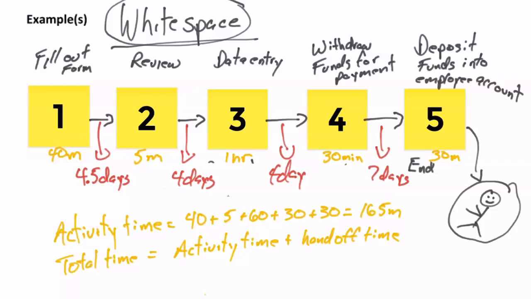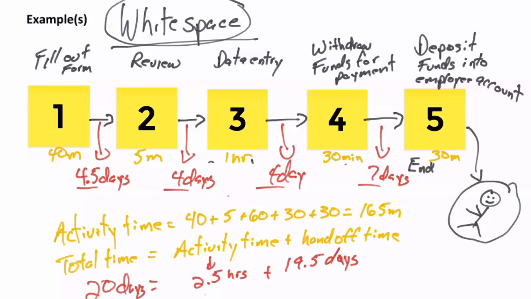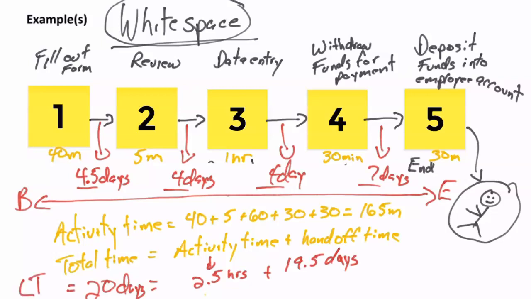So if we add the total time in the system, we've got 2.5 hours for activity time. But for the handoff time, this idle time handoff time, we've got 4.5, 8.5, 12.5, 19.5 days. Total time in the system from the beginning of the first step to the end of the last step, we give a special name, we call that lead time. Lead time is 20 days.